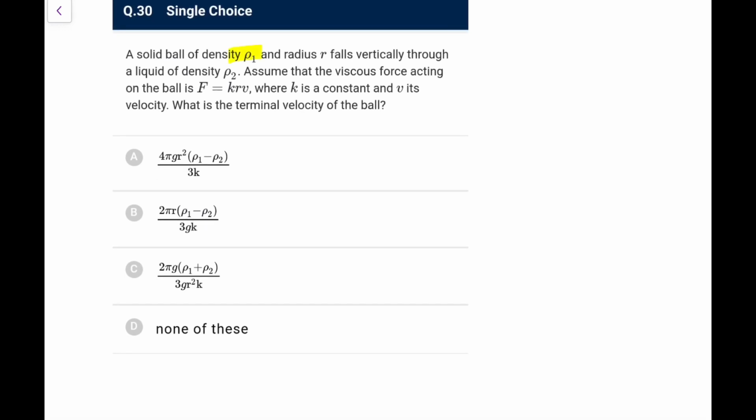A solid ball of density ρ1 and radius r falls vertically through a liquid of density ρ2. Assume that the viscous force is k r v, where k is a constant. What is the terminal velocity? So at terminal velocity, the viscous force k r vt plus the fluid's buoyancy, ρ2 into 4 by 3 pi r cube g, would be equal to ρ1 into 4 by 3 pi r cube g.